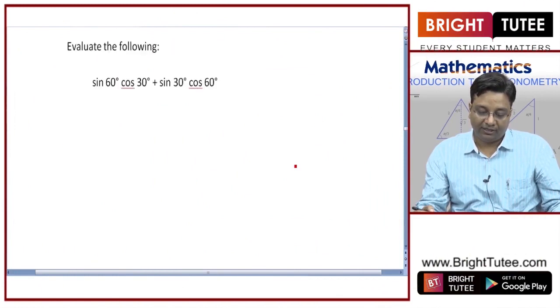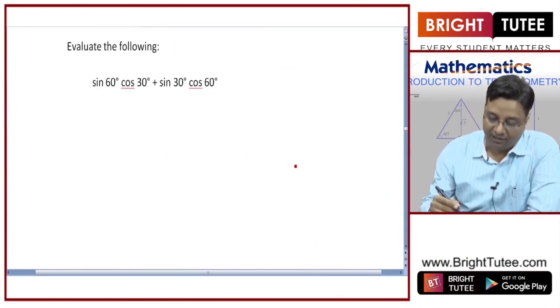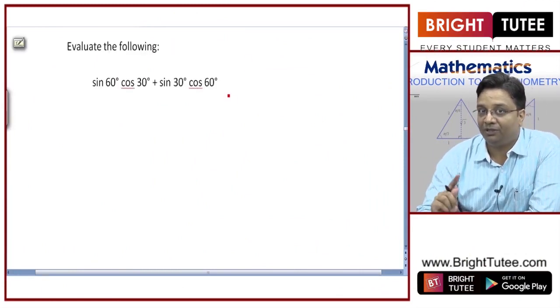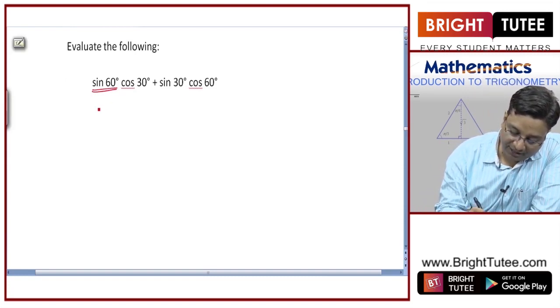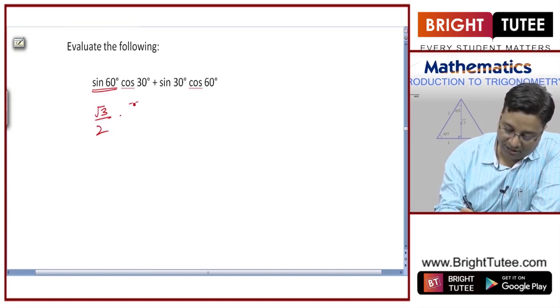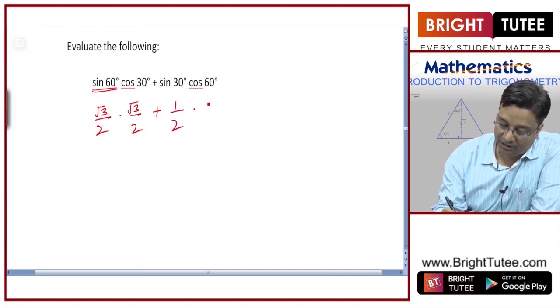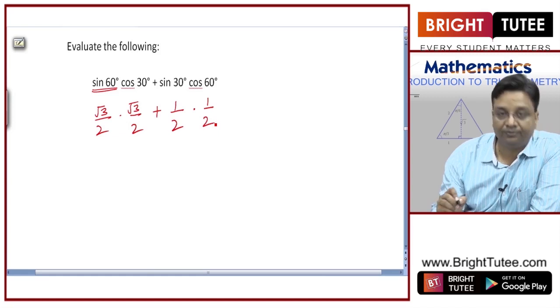So let's do this exercise here. These questions are very simple if you have memorized the table, right? What is sin 60? It is root 3 by 2. What is cos 30? Cos 30 is also root 3 by 2. What is sin 30? Sin 30 is 1 by 2. What is cos 60? Cos 60 is also 1 by 2.